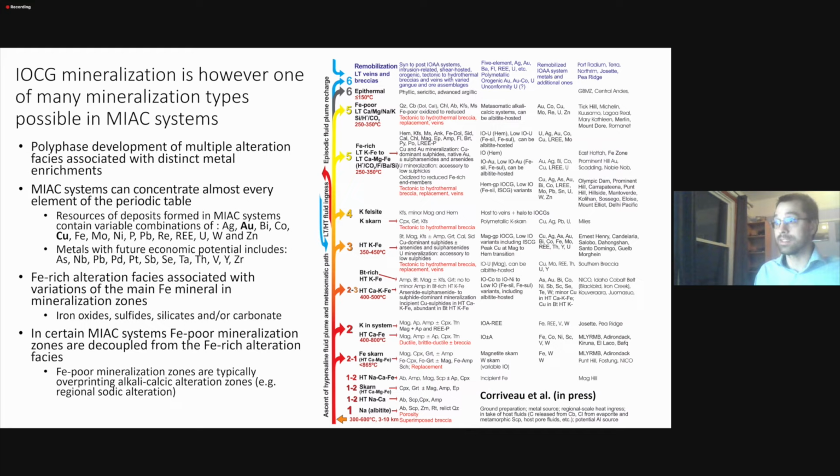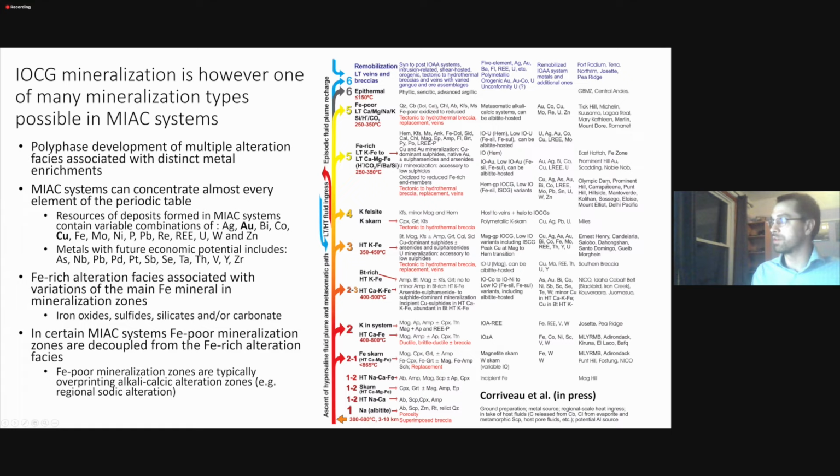So what this relatively complex figure is illustrating, first, is what are the characteristic alteration facies that exist within these hydrothermal systems, going from the early stage to the late stage. Then what are the characteristic mineral assemblages that are present within each of these alteration facies? What style of mineralization can we expect with each of these facies of alteration? Which metals can be concentrated? And then examples of mineralization that relate to each of these facies of alteration.